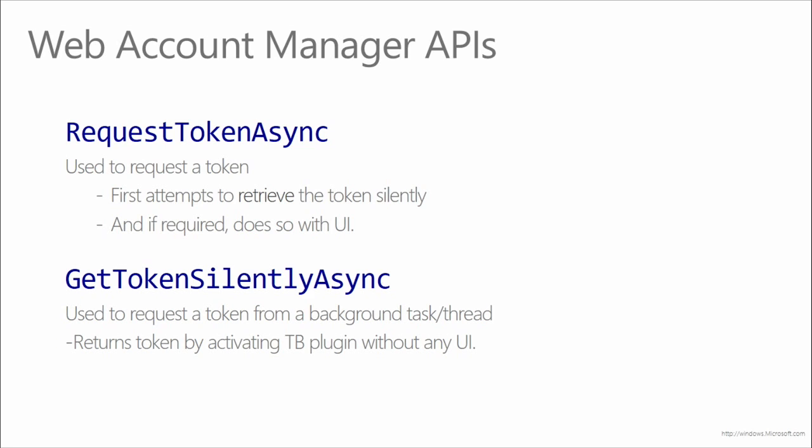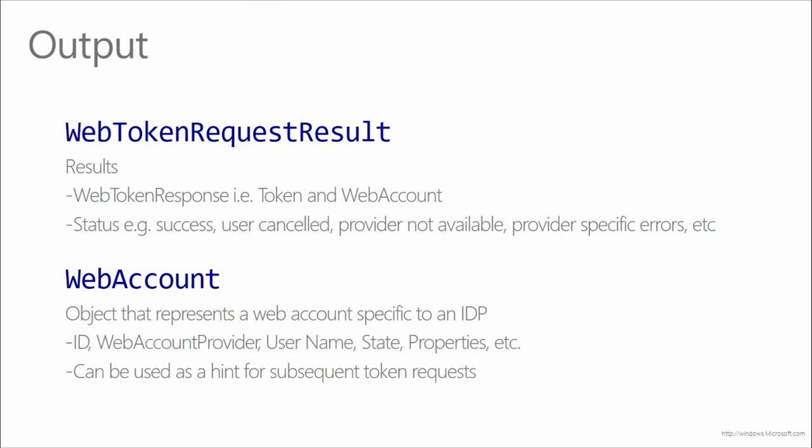There's a GetTokenSilentlyAsync, which is intended to be used from a background task or thread, which gives you a token without any UI. Obviously, you need to test it. There's no guarantee. No, that's absolutely right. So you're assuming the flow that they've already authenticated in the past. The output from that gives you back a WebTokenRequestResult, which encapsulates the token that you then need to present to the service. You also get a WebAccount object that gives you lots of information about the service that has provided that token. So it's nice and easy.